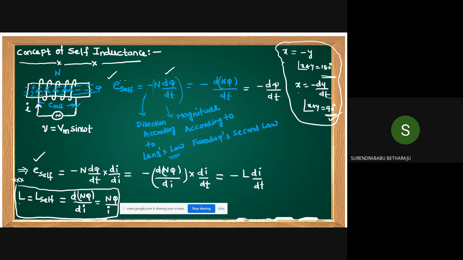Clear, friends? Okay, this is about the concept of self-inductance. Self-inductance is with respect to one coil with its own turns, own flux, and own current. The current is passing in the same coil, the flux is also linked with the same coil, and the turns are also for the same coil. That is nothing but the self-inductance concept.